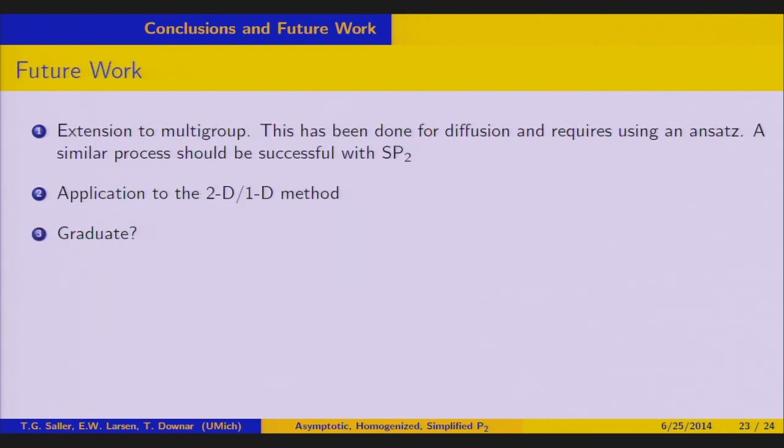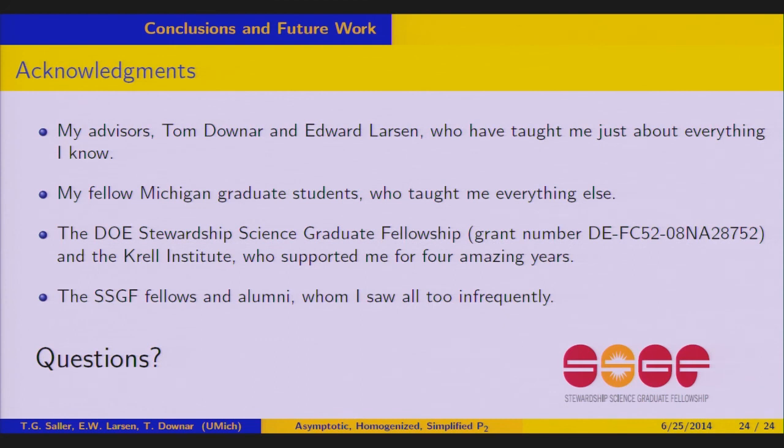And finally, future work. 1D is what we want for the 2D/1D method, but we do need to go to multi-group, which essentially means more energy groups. We've done that with homogenized diffusion, so we just need to apply probably the same procedure for SP2, then get it to actually work with 2D/1D, and then maybe graduate, probably not.